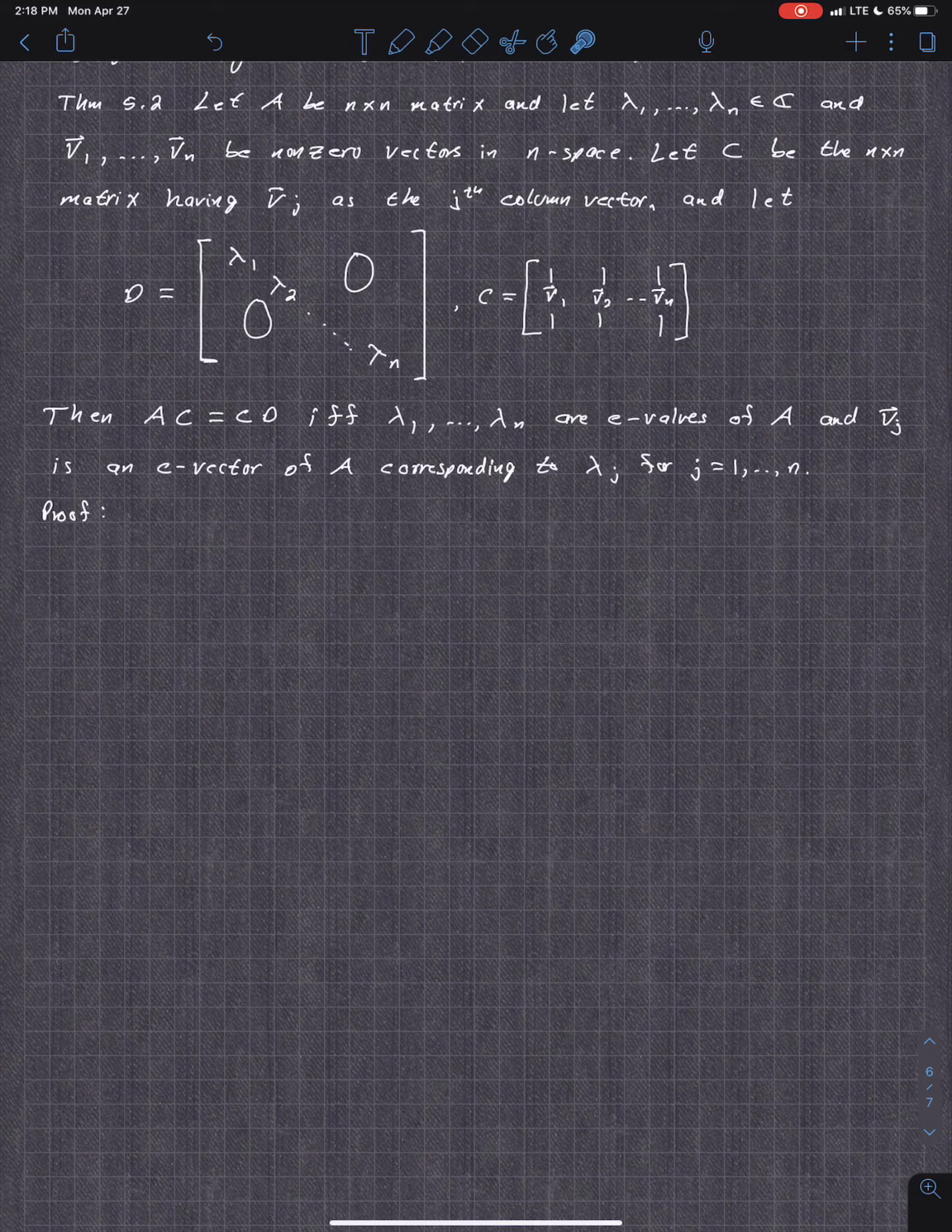That being the case, it's basically saying that's how you can write this form AC equals CD if and only if those are the eigenvalues and the corresponding eigenvectors. So the proof is really just about expanding out that form and seeing how it works. Take a moment to look at that and see if you can maybe start the proof, but we are going to go through the whole thing.